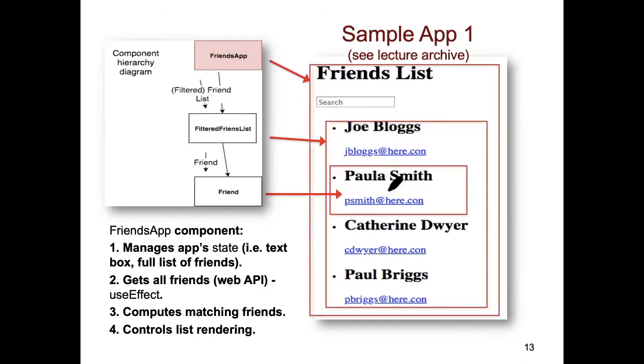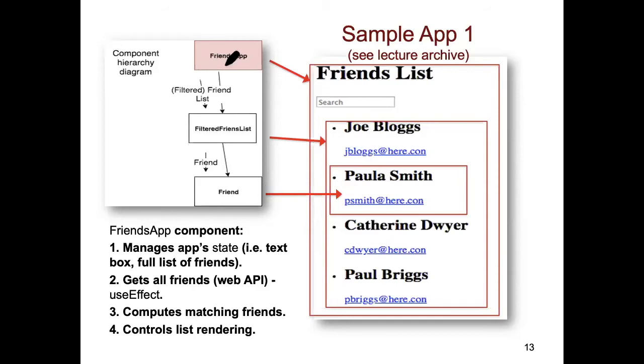In terms of my React app design, this is what I came up with. Do not worry about how I came up with that; I'll explain how I come up with these hierarchies in a subsequent lecture. But there are 3 components, and I'm going to explain what each component is responsible for. This component here is responsible for rendering 1 friend. This component is responsible for rendering a list of friends.